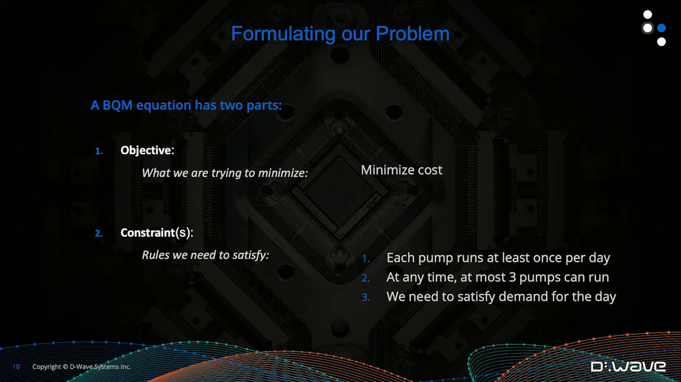All right, so let's go through these steps for our problem. We already did the first step when we introduced what the problem was. So what is our objective? What are we trying to minimize? In our problem with the water pumps and the consumer demand, we're trying to minimize our overall cost to operate these pumps for the day. What were the constraints that we have? These are like the rules that we need to satisfy for a solution to be feasible. So in this problem, we had 3 constraints. The first, each pump runs at least once per day. The second, at any time, at most 3 pumps can run. And the third, that we need to satisfy that consumer demand for the day.